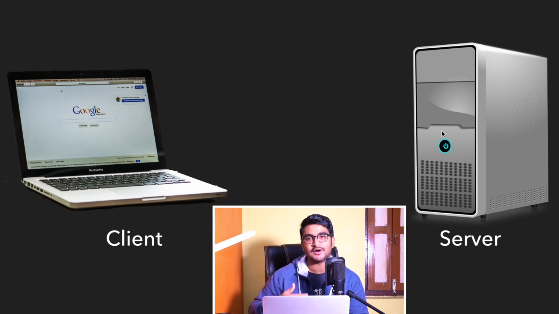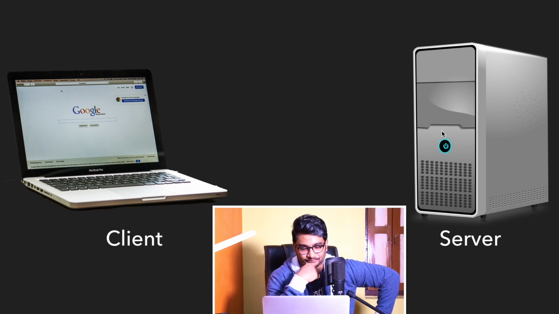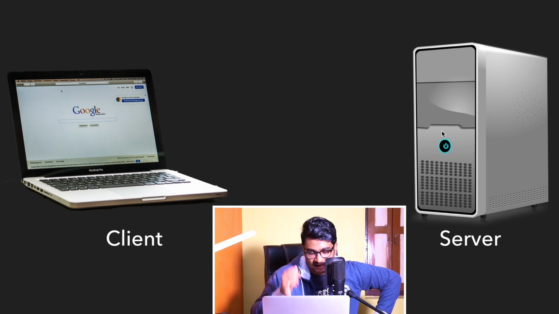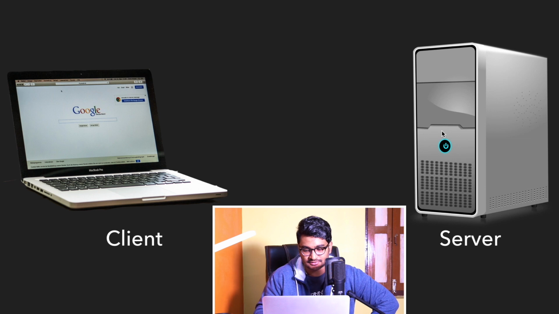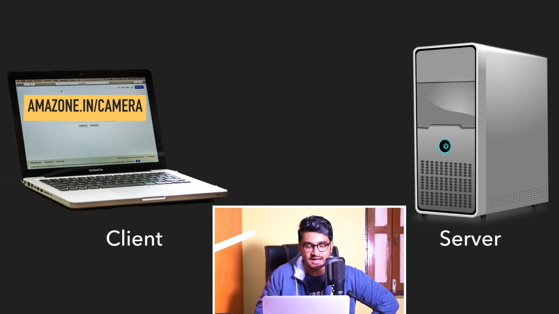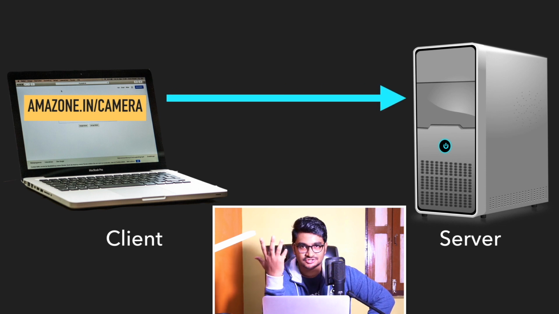Let's say I have a client machine here and I have a server right here. Let's imagine that this is my machine and this is the Amazon machine. Let's say I want to shop for something from Amazon, so I need to connect to Amazon, right? I am going to establish a connection with the Amazon server. So I'm sending a request. Let's say I want to purchase a camera, so I'll say amazon.in/camera.